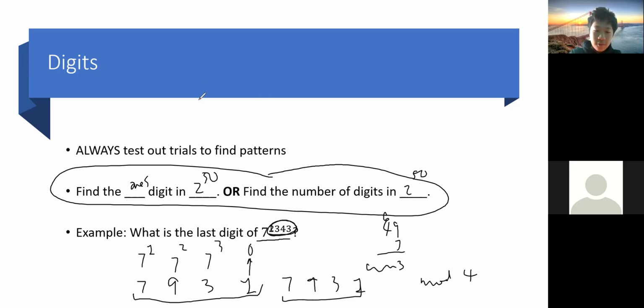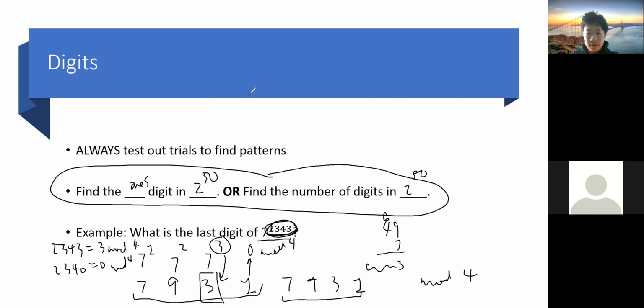This number is 0 mod 4. So basically, we just need to match. What is 2343 mod 4? And we match it to 1, 2, 3, or 0. 2343 is 3 mod 4. Use your divisibility rules, because you know that 2340 is 0 mod 4. If it's 3 mod 4, we target the 3. The last digit must be a 3, okay?